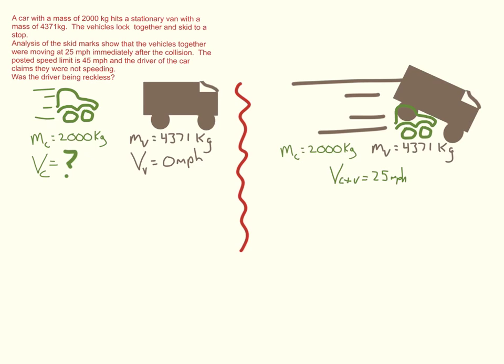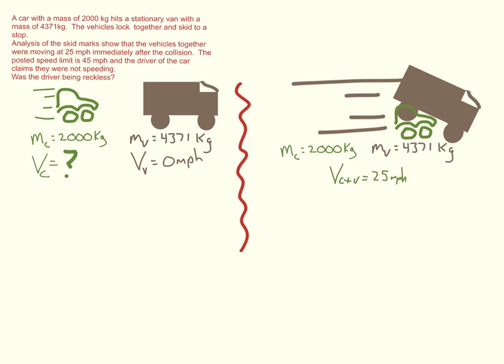After the collision, the mass of the car is still the same 2,000 kilograms, and the mass of the van is still the same 4,371 kilograms. As stated in the problem, the two vehicles are now moving with a speed of 25 miles an hour together. So that's all the information from the problem written down for us. Now we've got to figure out how to solve the problem.